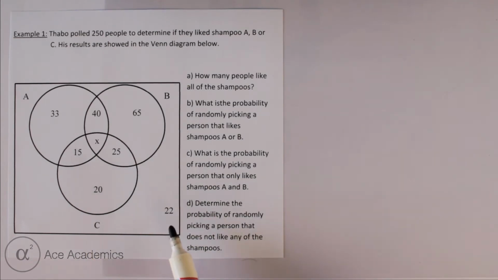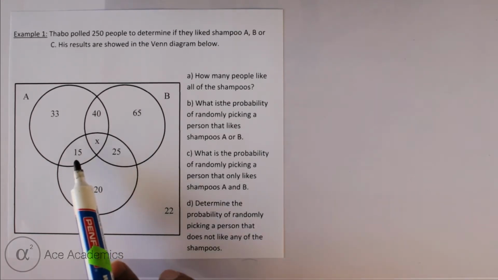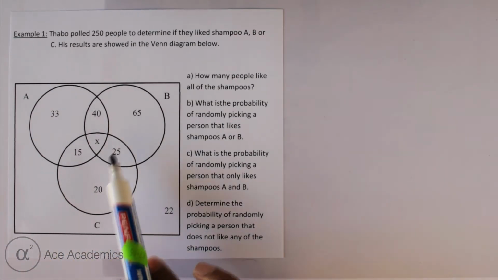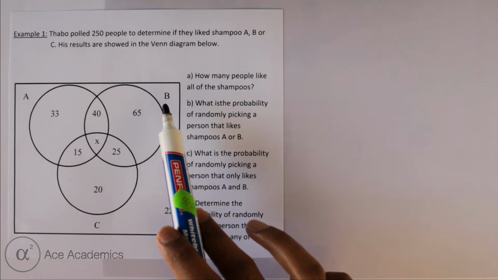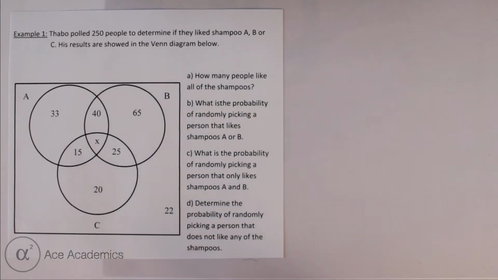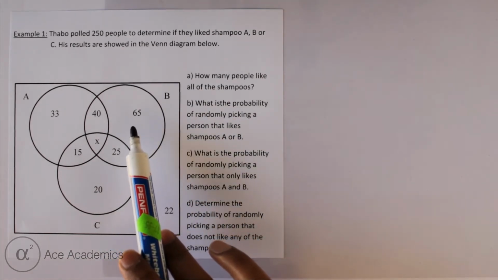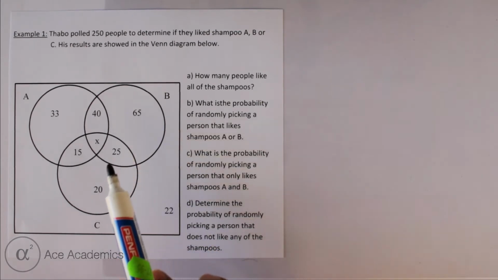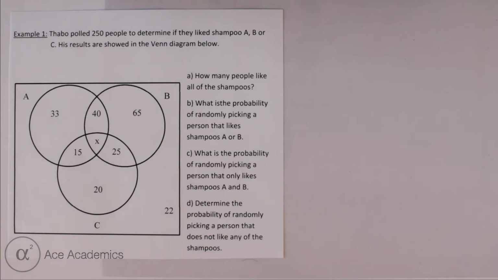22 represents people that do not like any of the shampoos. 15 would represent people that like shampoos A and C. 25 represents people that like shampoos B and C. And 65 represents people that like only shampoo B. You get the gist. Now, Venn diagrams help us answer our usual probability questions. So let's go through the questions.